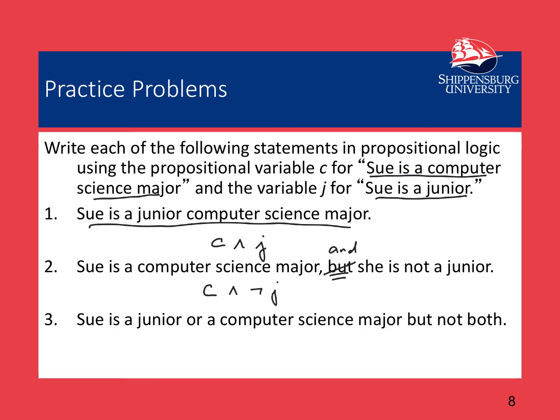And then finally, Sue is a junior or computer science major, but not both. We could write that exactly as it falls out. So junior or computer science major. So the V is our or symbol. But we said but was an and statement, not both. So not both junior and computer science major. So that is a very compound propositional logic statement. And that's not the only way to represent that. But that would be a good way to represent that idea.